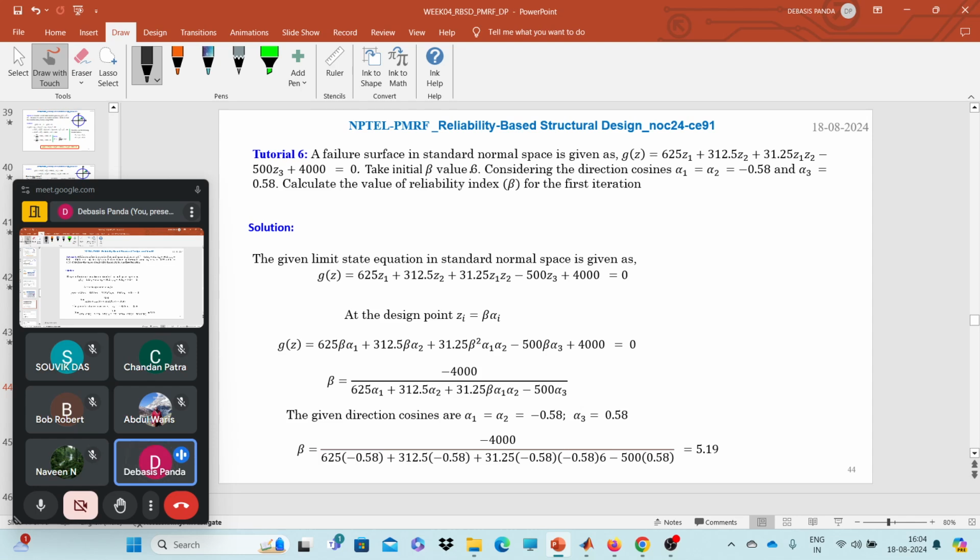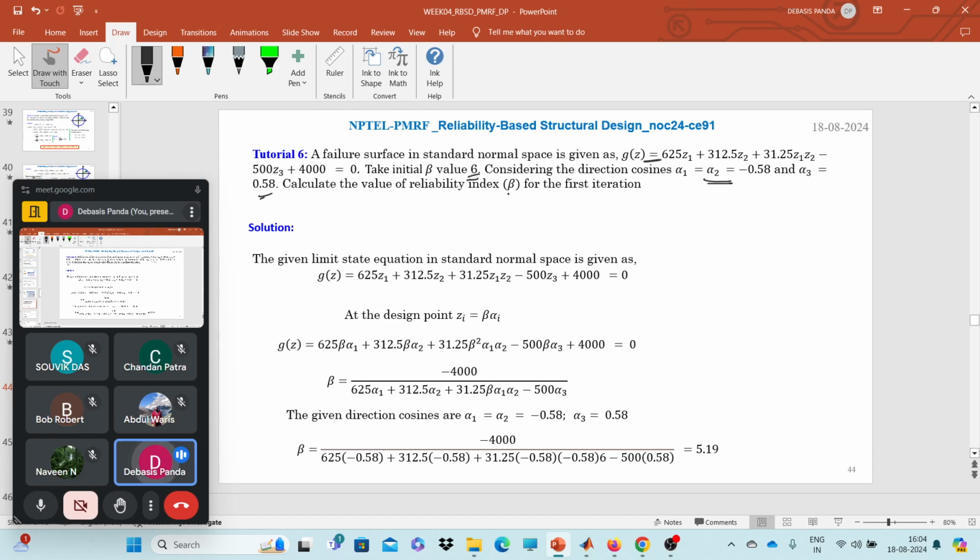So here a failure surface in standard normal space is given, G(z) is given: 625 z1, just put your calculator and calculate it, 312 z2 and 31.25 z1 z2 minus something. This is your G(z). Now the question says take initial beta as 6. You can consider any beta like 6, 7, 8, 9, 10, you just need to do some more iterations. Now the values of the direction cosines are given: alpha 1 and alpha 2 are minus 0.58 and alpha 3 is equal to 0.58, equal weightage in some directions.